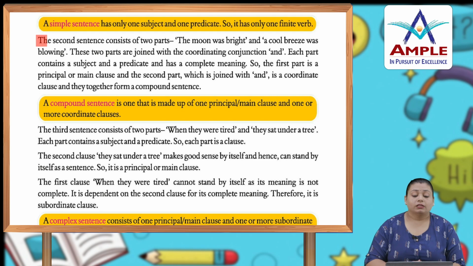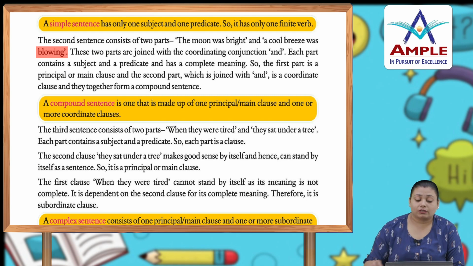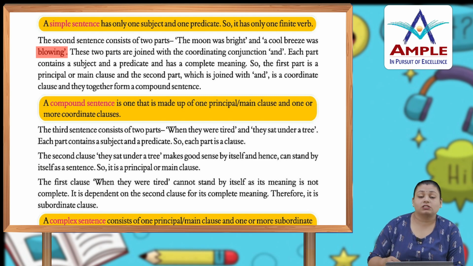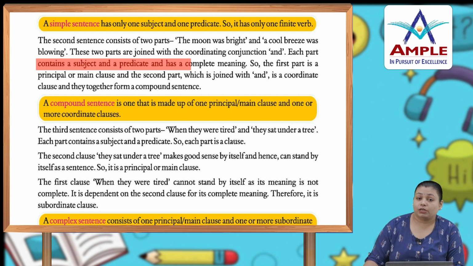Now the second sentence consists of two parts. The moon was bright. It's a complete sentence, giving you a proper sense. And a cool breeze was blowing. We use "and" for connecting these two sentences together, so it's a conjunction. These two parts are joined with the coordinating conjunction "and", and each part contains a subject and a predicate and has a complete meaning.